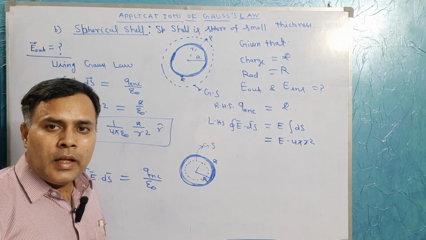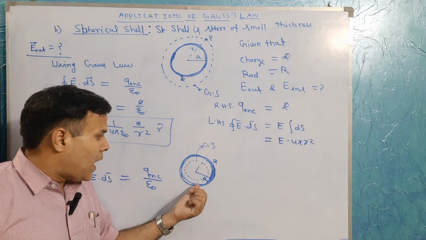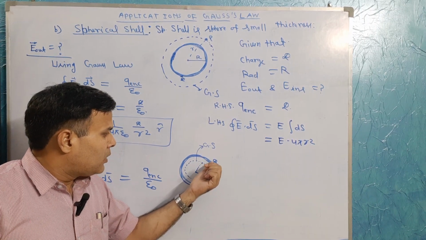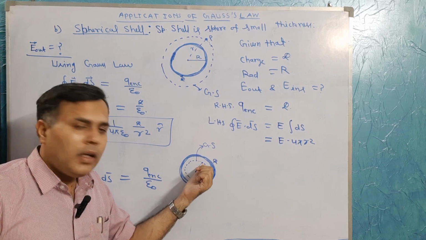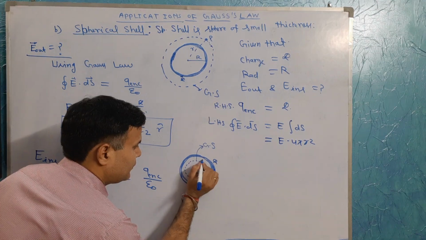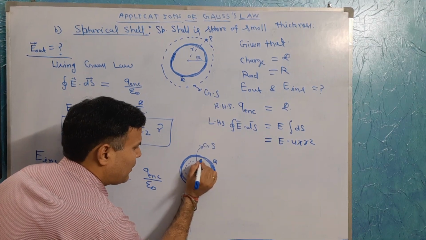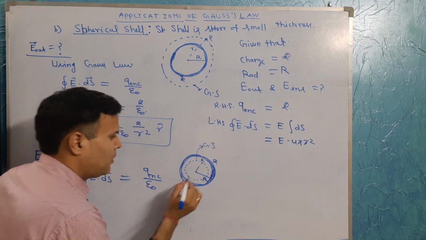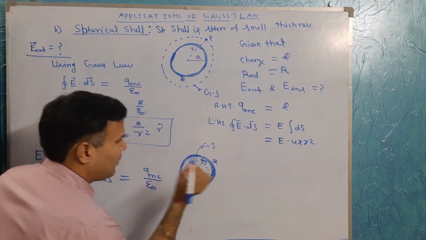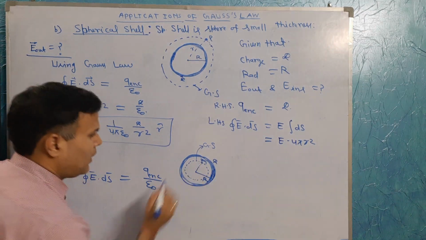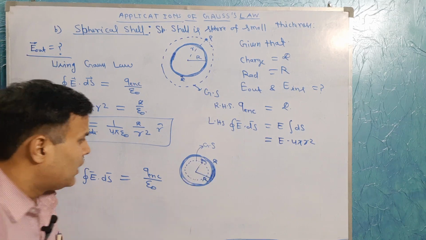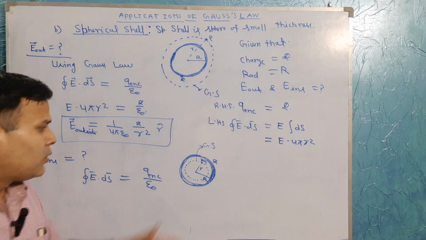In the earlier case the Gaussian sphere was outside, because we wanted to find the electric field outside the spherical cell. In this case we will find the electric field due to this spherical cell at any internal point, let's say this point M. So we can find out E dot ds, because the radius of this is simply r.